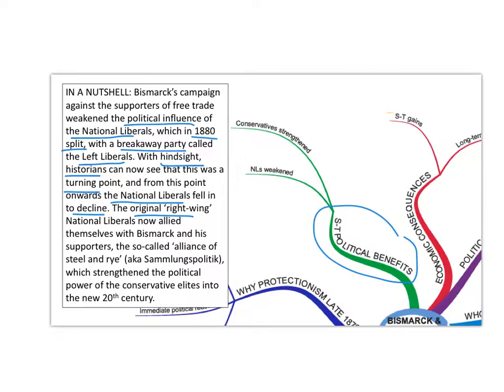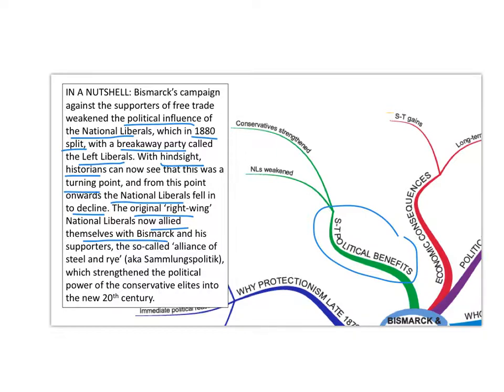The original right-wing National Liberals, okay, those that wanted to work with Bismarck because they were protectionist, now very much allied themselves with Bismarck and the upper classes. Bismarck's supporters, remember, were the Prussian farmers, the Junkers, and so the group of the National Liberals that's left, they were the big industrialists. They wanted protectionism. They were the producers of big steel, etc.